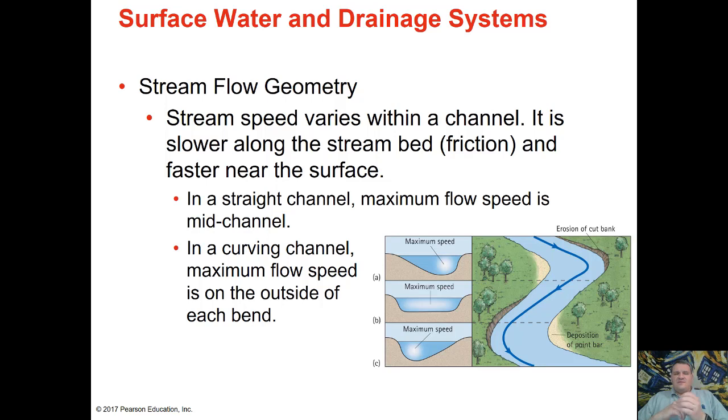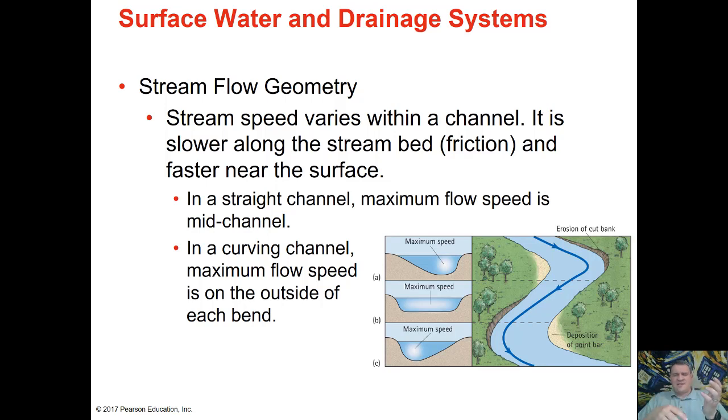Now, stream speed actually varies within a given channel. So that equation we just saw was for the average stream speed. As we look along a channel, we actually see that we get different speeds. Along the edges and the bottom of the channel we get more friction, and with more friction we tend to get slower movement. Towards the center of a channel where there's less friction, we're going to get the maximum speed.